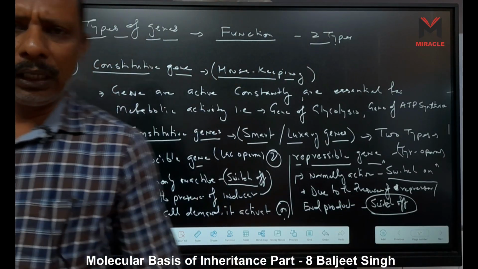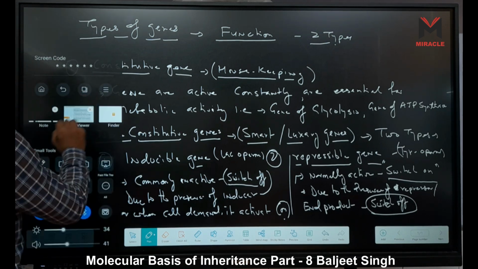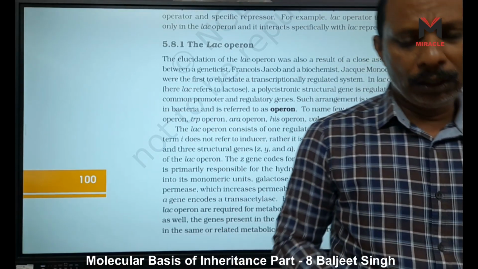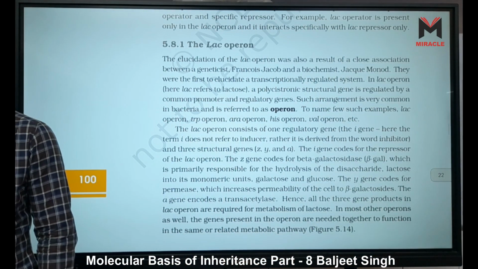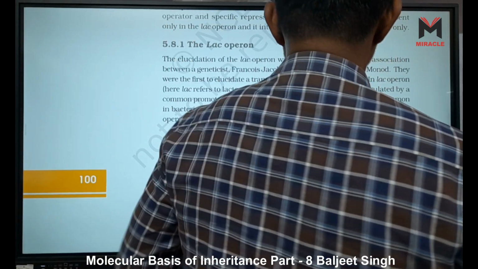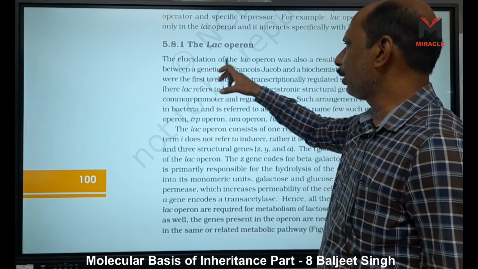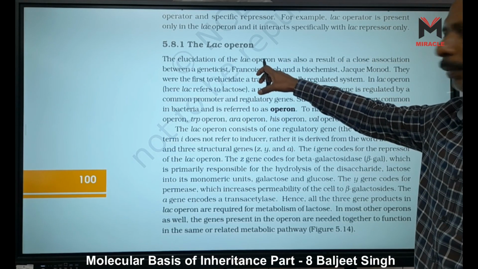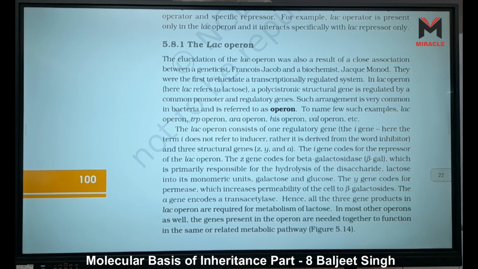Okay. Now come to the lac operon model, in our NCERT line by line. The elucidation of the lac operon. This term operon is used by Jacob and Monod. These are French microbiologists. The operon term is given by Francois Jacob, a geneticist, and Jacques Monod, a biochemist.